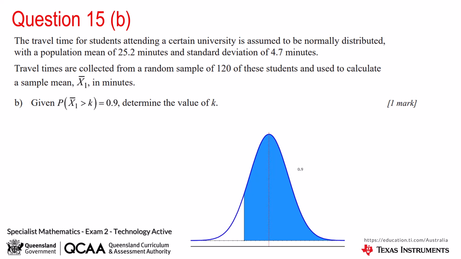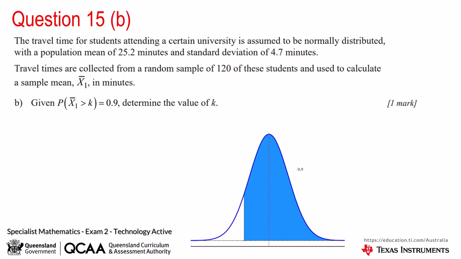That means that there's 10% to the left that is unshaded. So in other words, we can also say that we can find K for which the probability that x1 bar is less than K is equal to 1 minus 0.9, or in other words, 0.1. And that's the way that the inverse normal command works on Nspire.